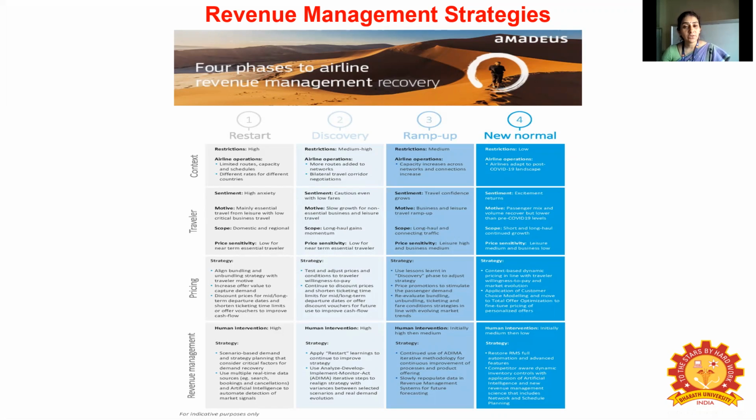And then gradually, when it is taken to the next stage of discovery, we have to analyze the feedback of the passengers, and the price sensitivity, whether they are accepting of the price. Everything will be discussed in the discovery stage. And then the third stage is ramp up. Ramp up is where gradually the airline will take back its form, and new normal is the stage where everything will again fall into the normal form, which was before COVID.